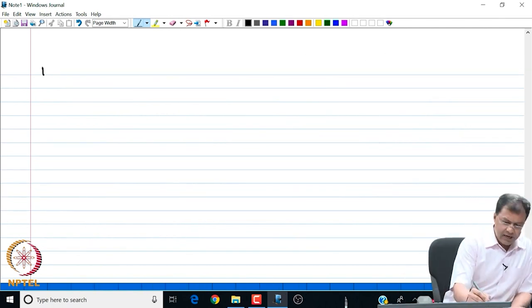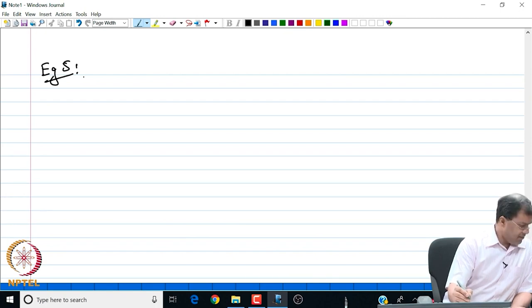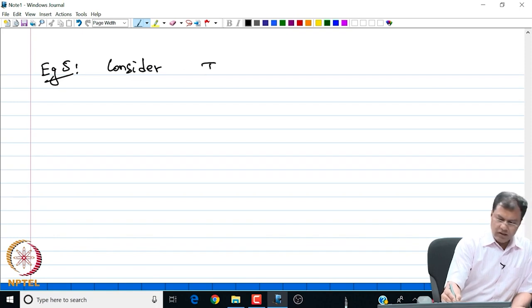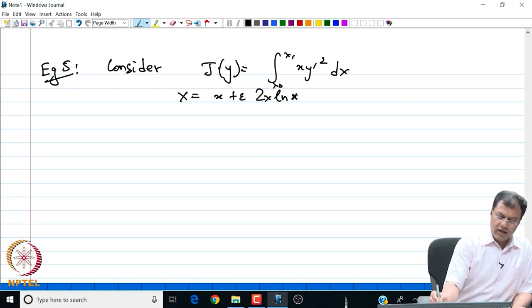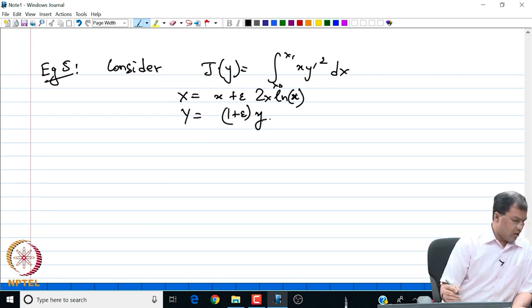So, the example I have in mind is denoted by example 5. Consider this J. J of y is given by the integral from x 0 to x 1 of x y prime squared dx. And I am going to consider the transformation x is equal to x plus epsilon 2 x natural log of x, and capital Y is equal to 1 plus epsilon small y.